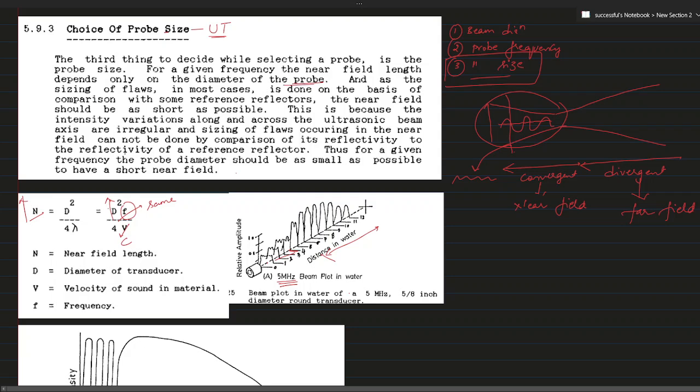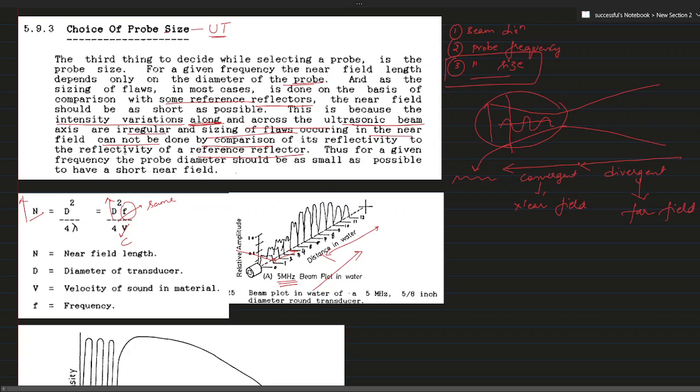You understand, right? Near field depends only on the diameter of the probe, and the sizing of flaws in most cases is done on the basis of comparison with some reference reflectors. So normally in UT the sizing will be done based on comparison with reference reflectors. The near field should be as short as possible. Why should it be as short as possible? This is because the intensity variations along and across the ultrasonic beam axis are irregular, and sizing of flaws occurring in the near field cannot be done by comparison of its reflectivity to the reflectivity of a reference reflector.